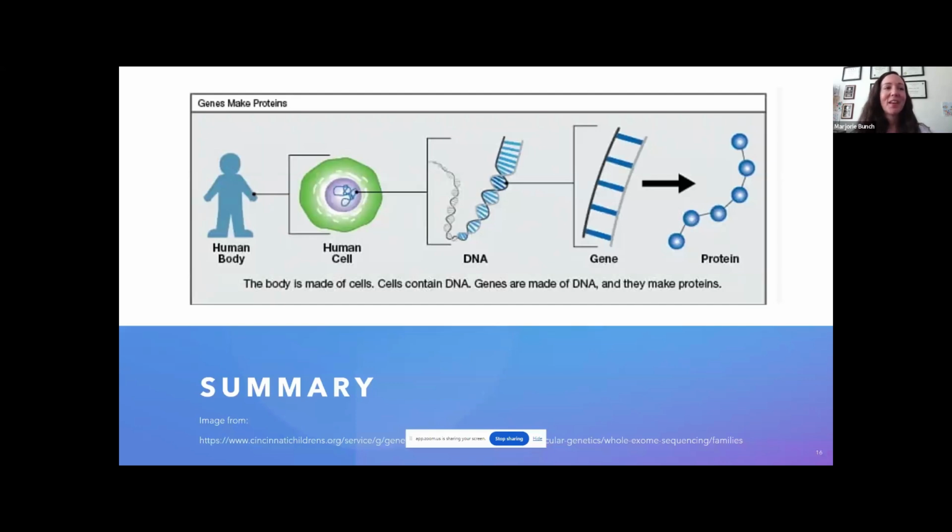So in summary, the human body is made of cells. Those cells contain our DNA, and genes are made from the code in the DNA, and those genes are used to make proteins. And the proteins are the building blocks of your body. They make up the tissue and all our organs.